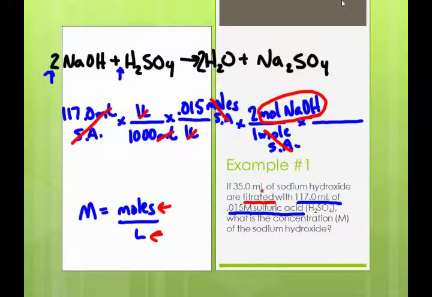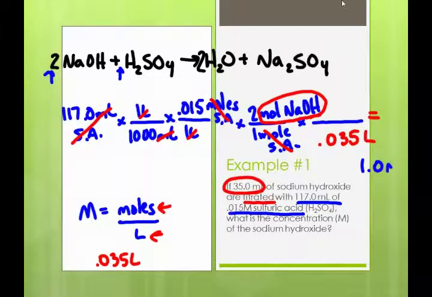Well, it gave me 35 milliliters, and 35 milliliters is 0.035 liters. Just divide by 1,000 milliliters per liter there. So since I want moles per liter, I'm just going to divide by 0.035 liters. And when I'm done, my answer will be 1.0 molar after I've checked my significant figures.